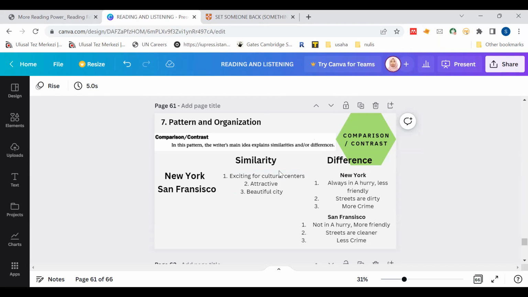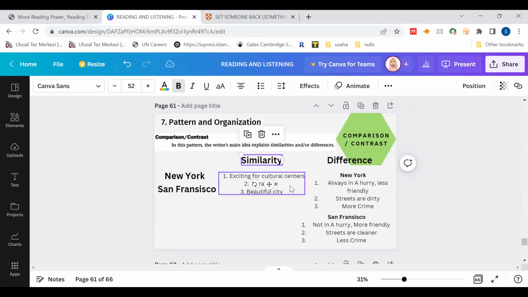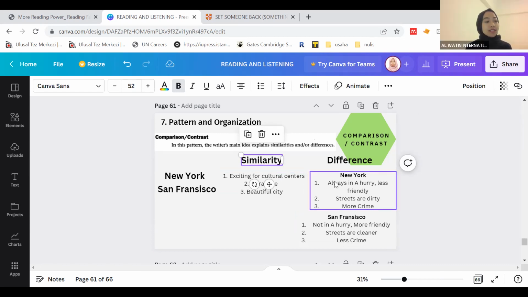A lot of metro stations, bus stations. Yes, public transportation is good in both cities. What about the differences? What is the difference between Istanbul and Ankara? Istanbul has much traffic. Yes, Istanbul is more crowded, with more traffic. What else?